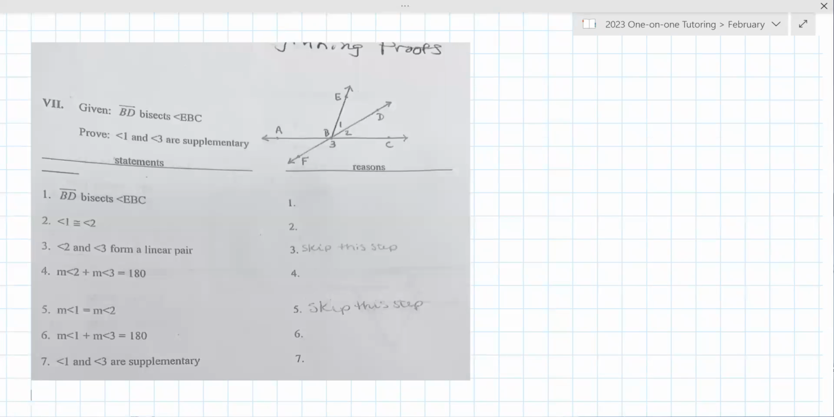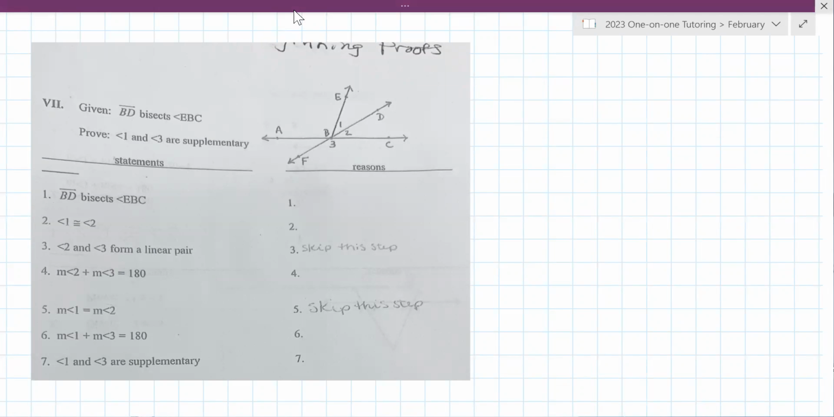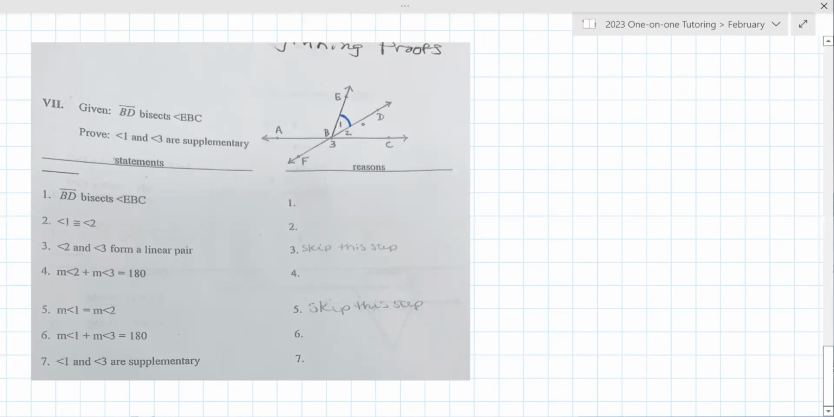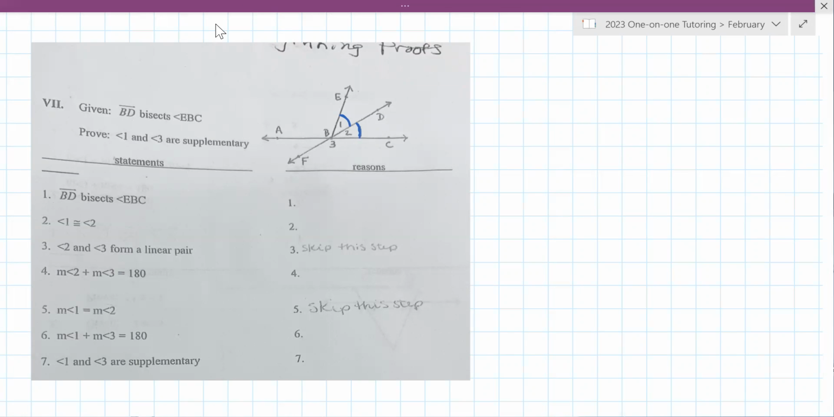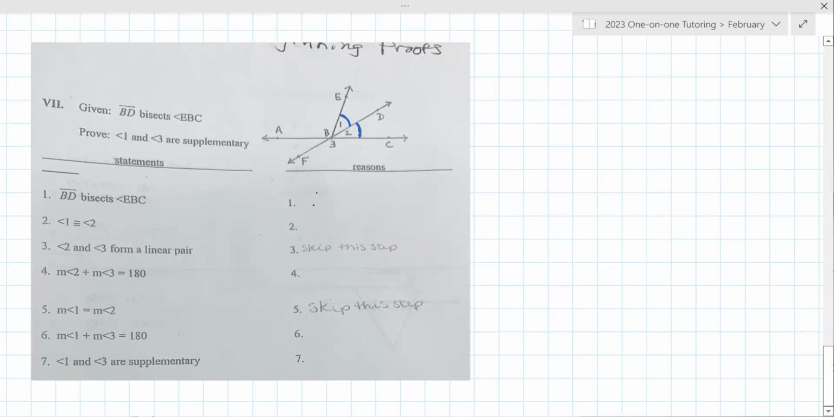All right, so given that BD bisects EBC, so if it bisects, that means that these angles, angle 1 and angle 2, are congruent. Okay, so that's pretty good, and we're trying to prove that angle 1 and angle 3 are supplementary. Okay, so that's a little bit of a reach, because I don't even know if that's reasonable, but we'll see here. So first one here is that it's given.